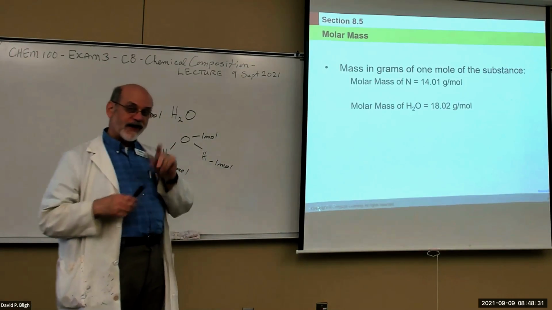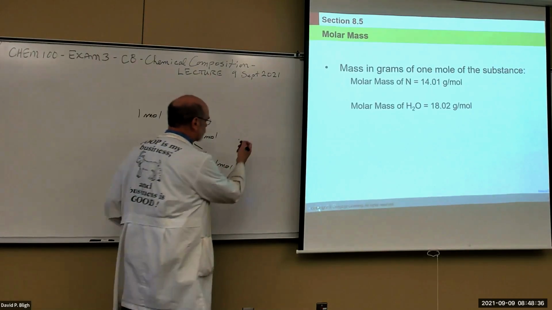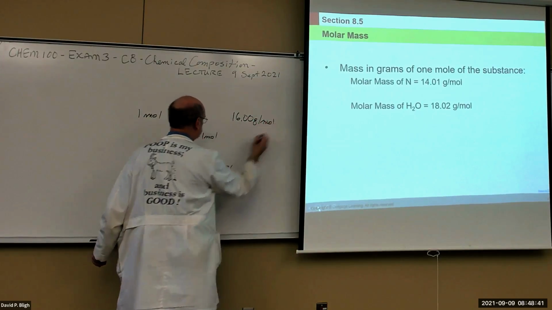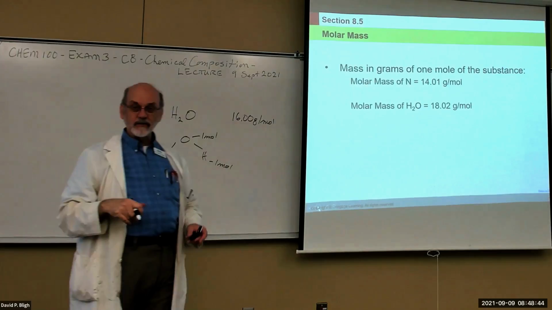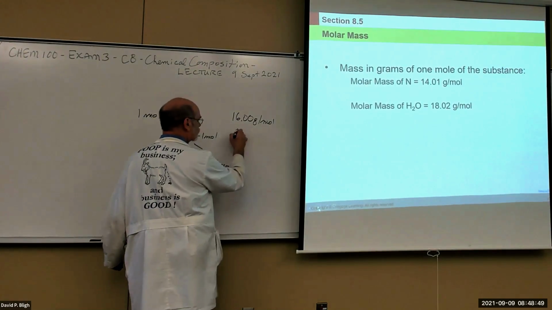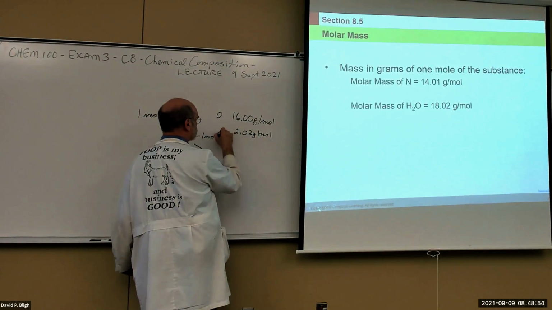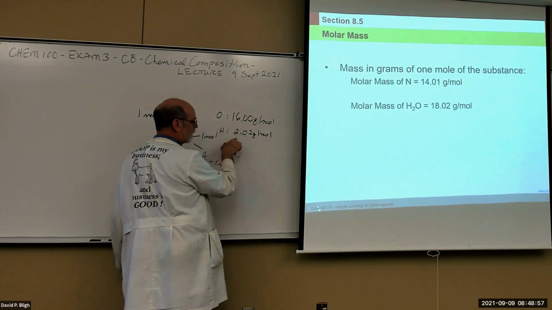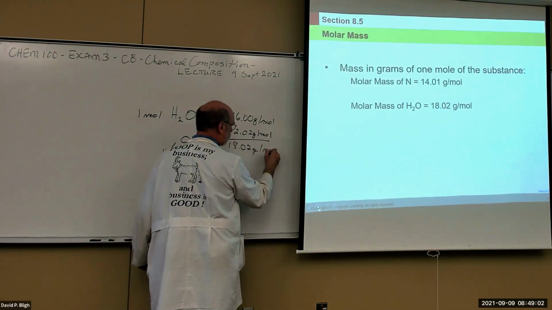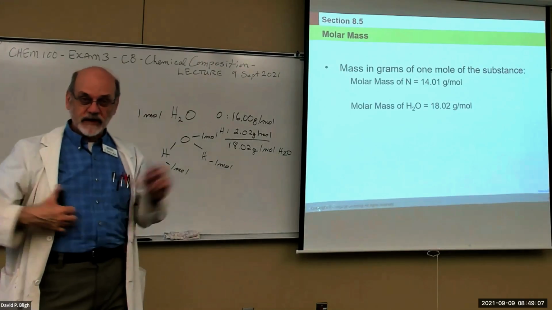And we know what those values are from the periodic table. Oxygen is 16 grams per mole. Hydrogen is 1.01 grams per mole, but we have 2 of them, correct? So we actually have 2.02 grams per mole. This is oxygen, this is hydrogen. Add them together, you have 18.02 grams per mole of water. Okay, that's where that comes from.